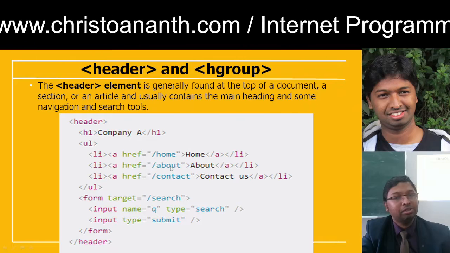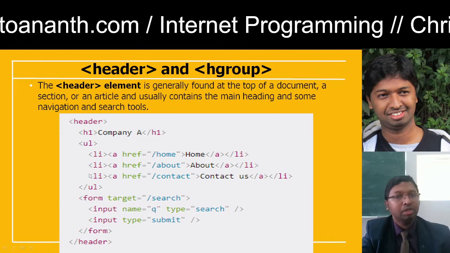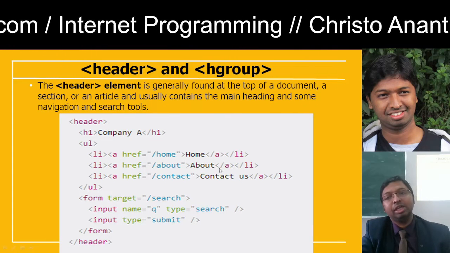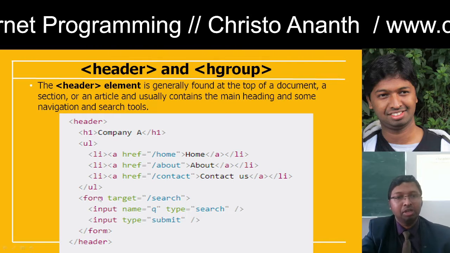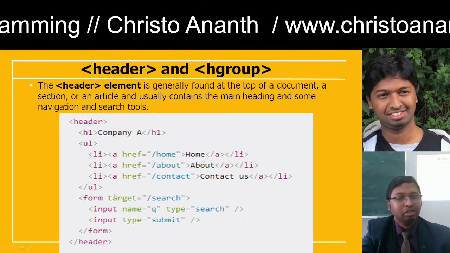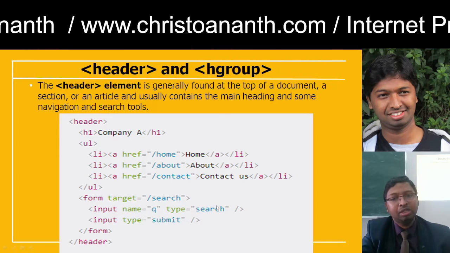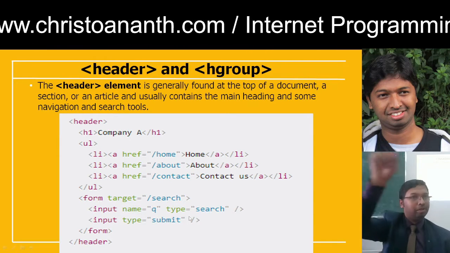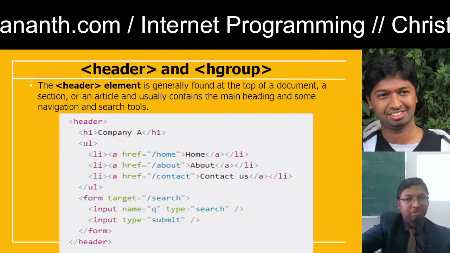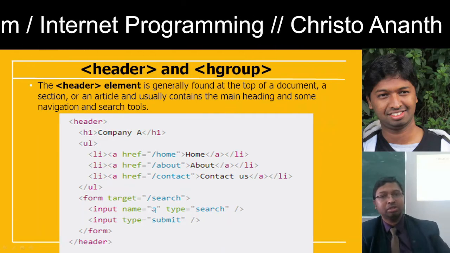Link a href equal to about, it is nothing but the about. And link a href equal to contact, it is nothing but the contact us. Okay, close the UL tag, then the form target is the search. Input name equal to q, type equal to search, and you have the input that is nothing but the submit button. Okay, close the form and then close the header.